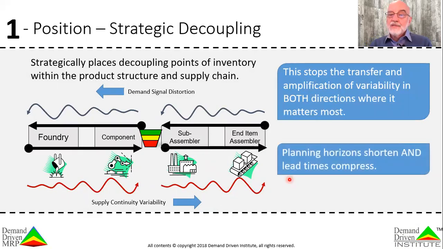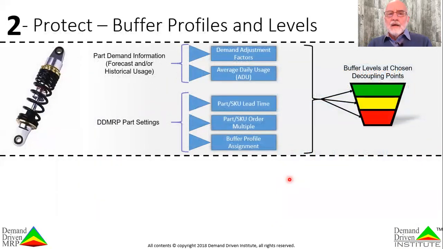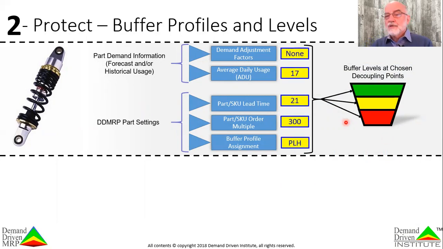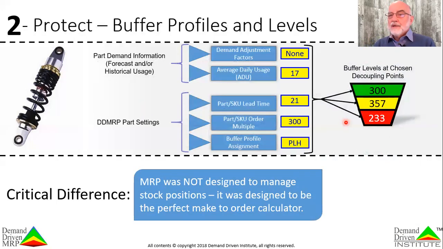So planning horizons are also shortened and the lead times are compressed as well. Component two of DDMRP is to protect. So we want to set up buffer profiles, we want to set up buffers to stop the transference of this variability up and down our supply chain. And we haven't got time today to go into how we do this, but we have plenty of workshops and certification programs that tell you how to do that.